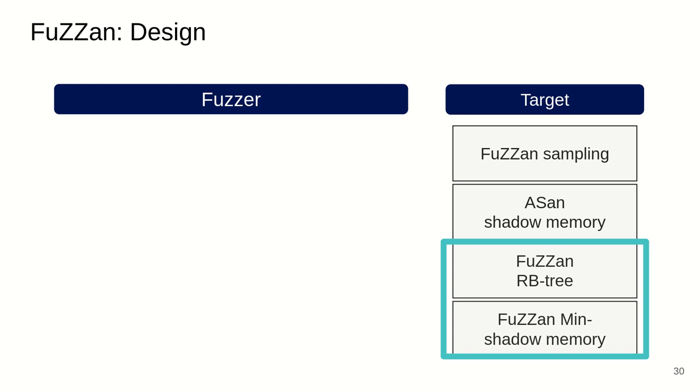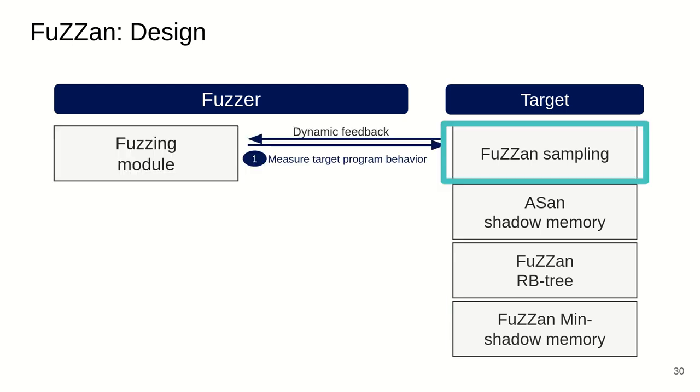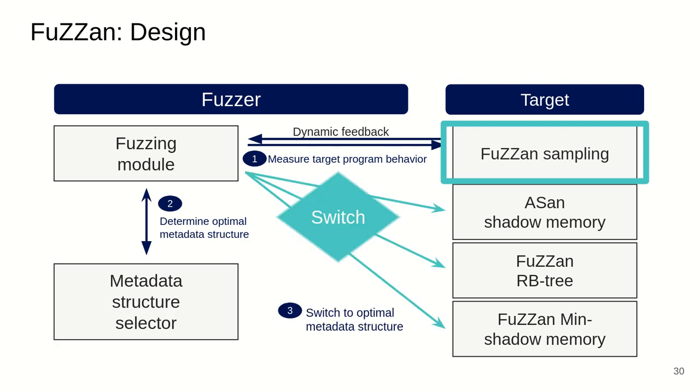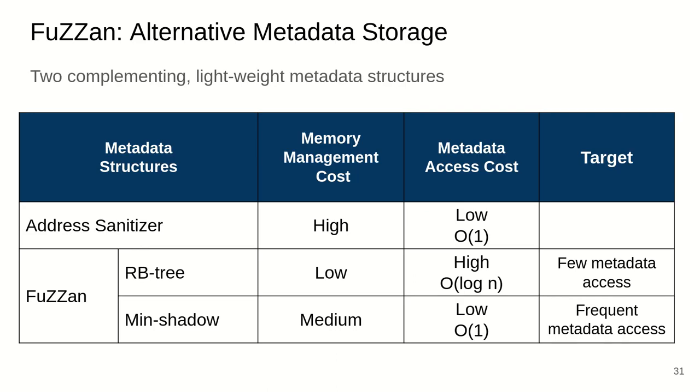And then the fuzzing module will execute the sampling target several times to measure the behavior of our target program. Key metrics are how long the execution is, how many reads there are, how many writes there are, and what the diversity of the writes is. Then we determine the optimal metadata structure and switch between these different targets based on the metrics that we collect. So we have 2 complementing lightweight metadata structures that we can switch to on demand.